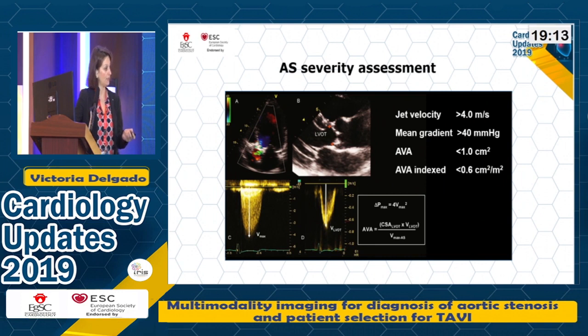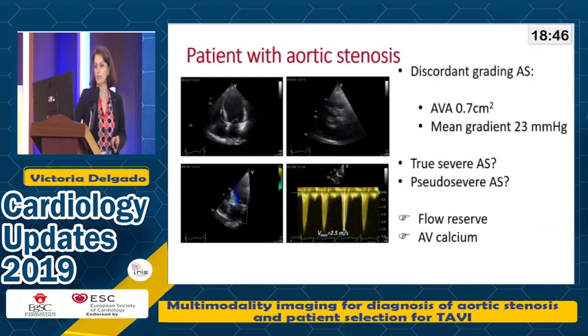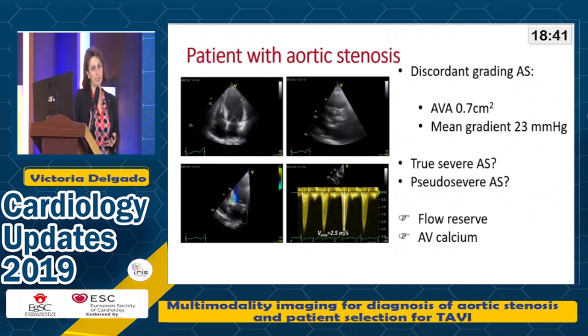So in terms of aortic stenosis assessment, the severity, we all rely on echocardiography, and we know perfectly which are the parameters that we take into account to define severe aortic stenosis: a jet peak velocity of more than 4, a mean gradient of more than 40, an aortic valve area less than 1 square centimeter, an index less than 0.6. And we have patients fulfilling all these criteria where the diagnosis of severe aortic stenosis is very easy to make. But we can also have patients with aortic stenosis that have discordant grading.